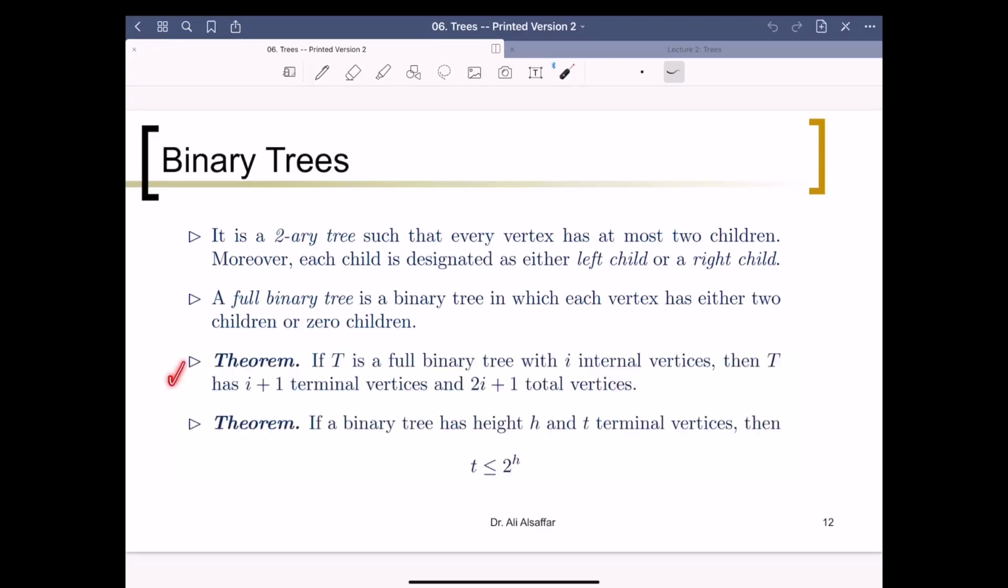We will solve 2 problems on binary trees as theorems. First, if we have a tree T that is a full binary tree with I internal vertices, then T has I plus 1 terminals. When we say terminal, it means a leaf, which is a vertex of degree 1. So it has I plus 1 terminals and it has 2I plus 1 total vertices. Let us prove this theorem.